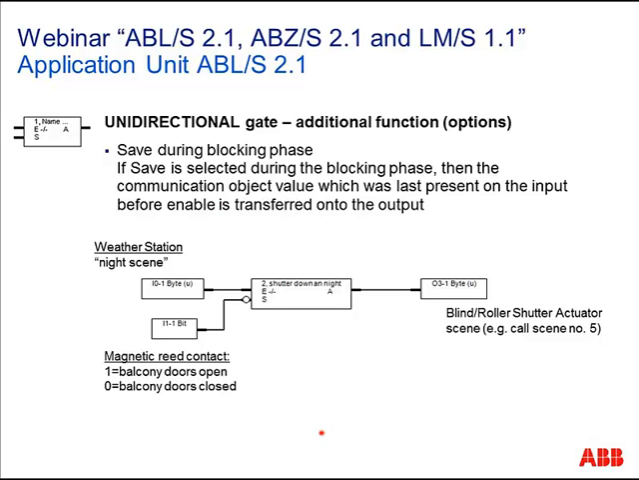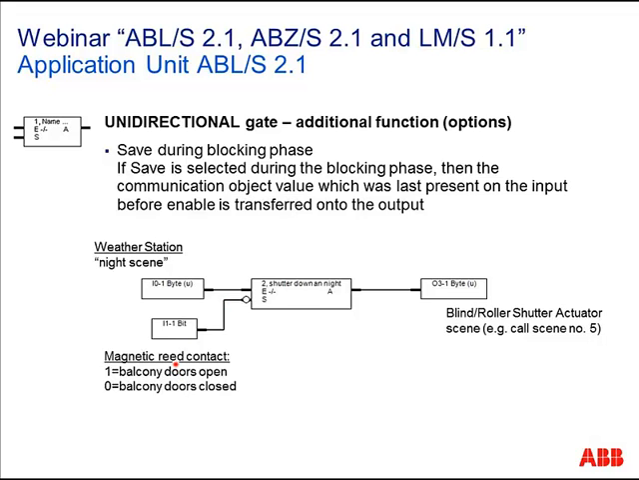Now, what does it mean? Here we have a typical example. We have our gate, and on our output we call a scene in our shutter actuator, for example scene number 5, so we have a size of 1 byte. On our input, we have our weather station, which calls our night scene, must also be 1 byte information. And on our control input, we have the information which comes from a magnetic reed contact. When the door on our balcony or terrace is closed, this value is 0. And when we open our balcony door, then the value is high and sends the value 1.